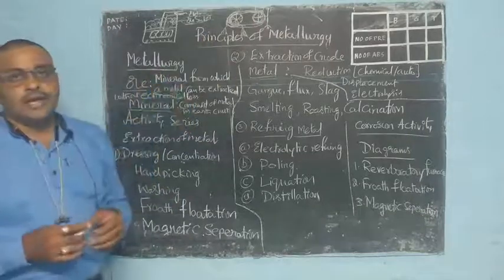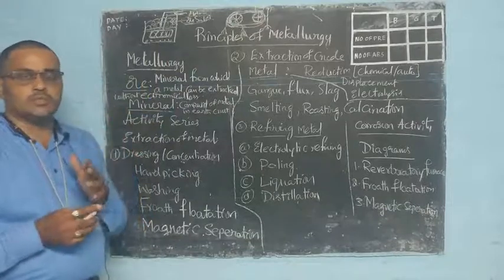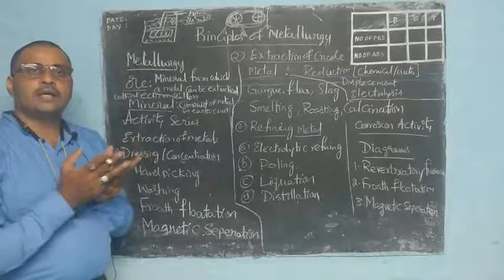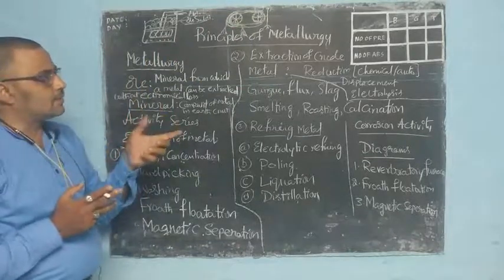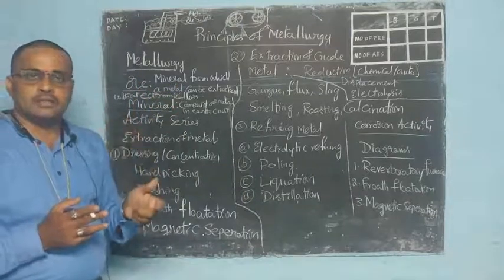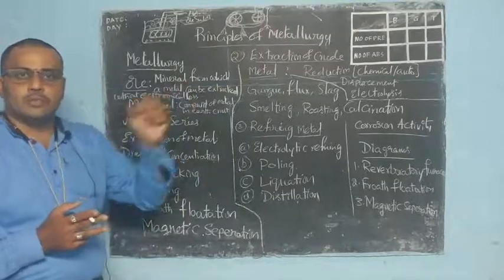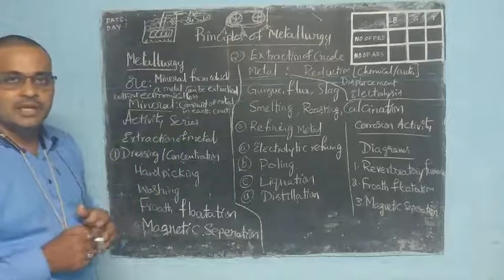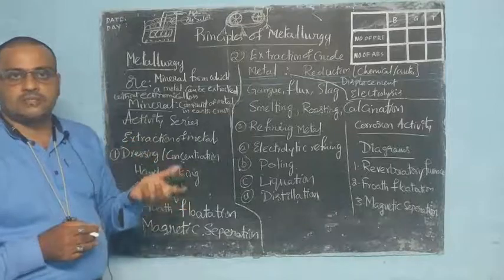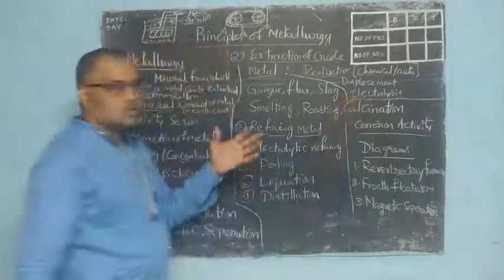And the second step is extraction of the crude metal. Previously I said there are types of metals which are highly reactive, moderately reactive, and low reactive. Depending upon the reactivity of the metals present in the compound, we utilize different processes. For the metals which are highly reactive, like sodium, calcium, potassium, magnesium, and aluminum, we utilize a process called electrolysis to extract the metal.